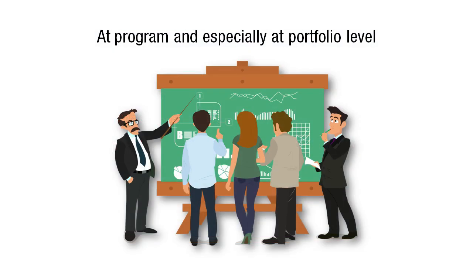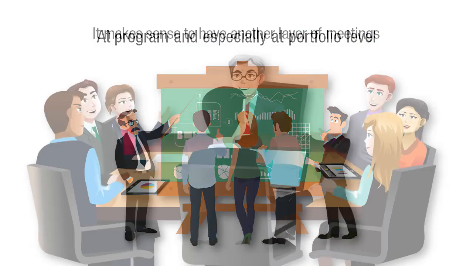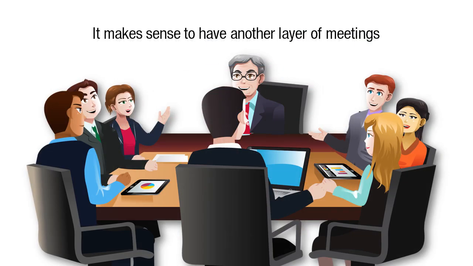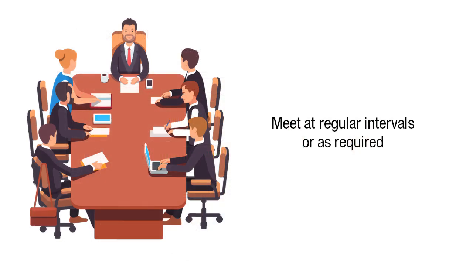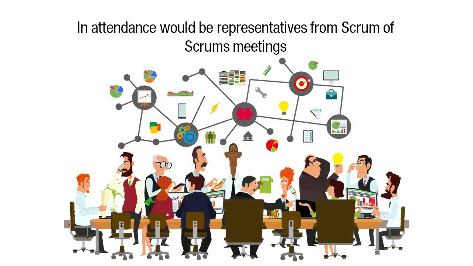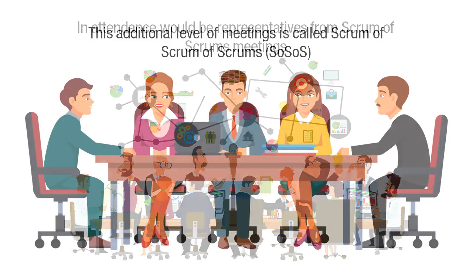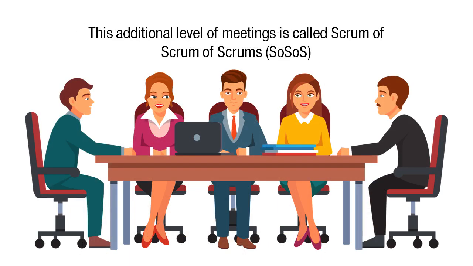At the program and especially at the portfolio level, it makes sense to have another layer of meetings. Representatives from relevant or interrelated programs and projects in the program or portfolio meet at regular intervals or as required. In attendance would be representatives from each of the Scrum of Scrums meetings. This additional level of meetings is called the Scrum of Scrums of Scrums.